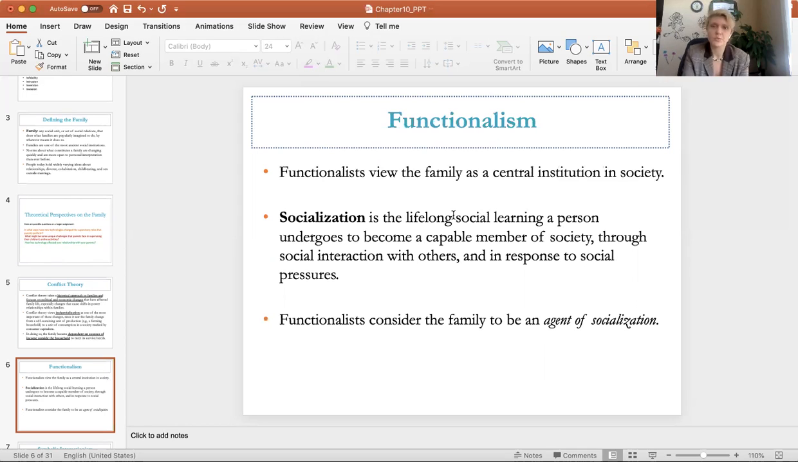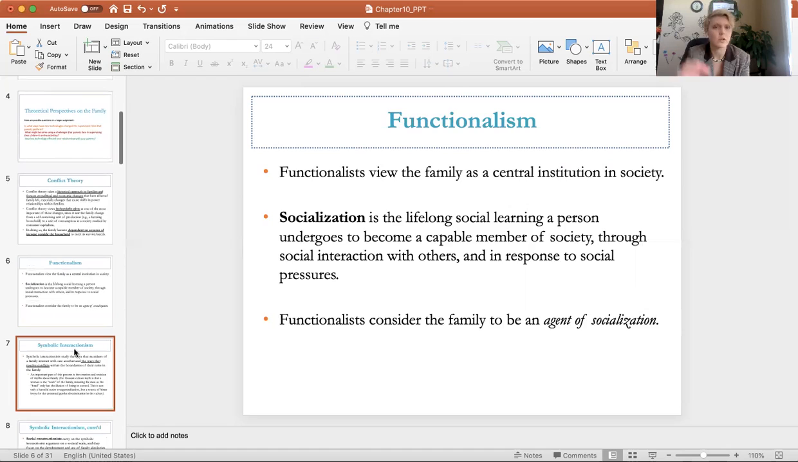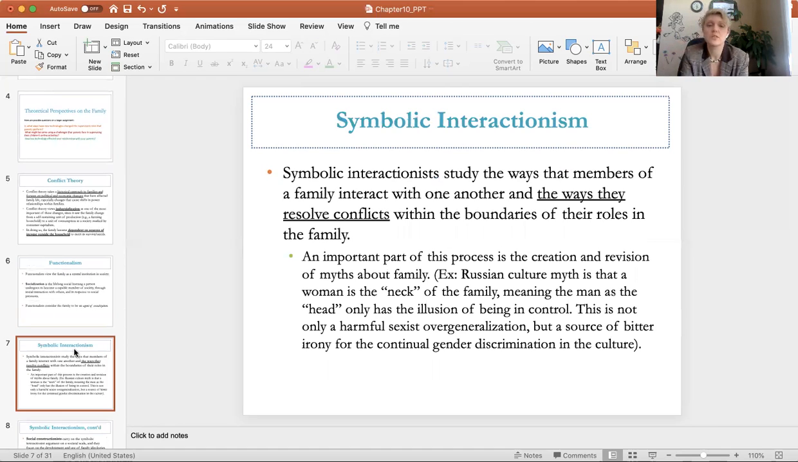If we think from a functionalist perspective, we think of a family as a socializing unit and a kind of central institution which helps people to learn how to behave in a society. So functionalists very much consider the family to be a primary agent of socialization. And we talked about this in our unit on socialization. Symbolic interactionism, our third framework, tries to consider how family members interact with one another and the ways in which, for example, based on different social expectations placed upon different family members, how conflicts are resolved.